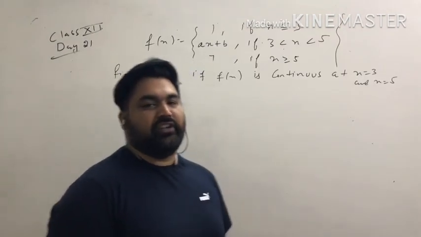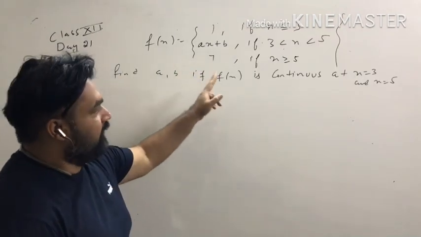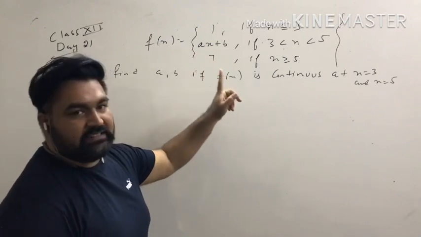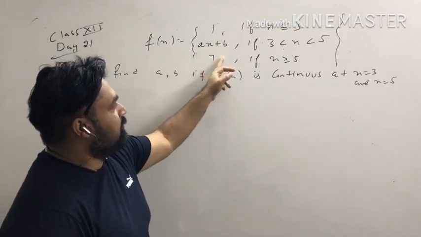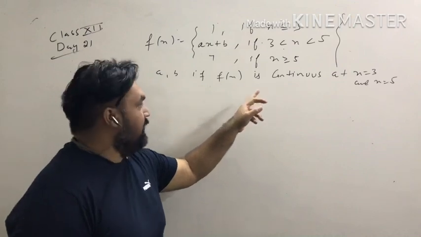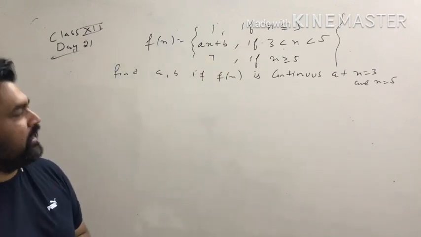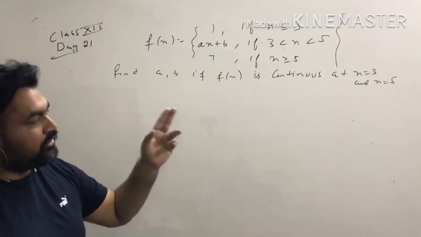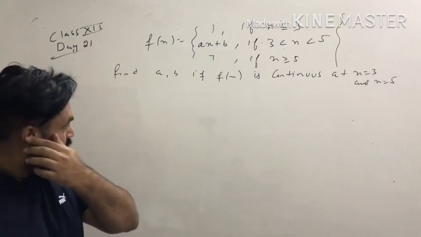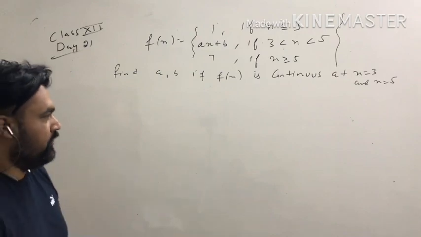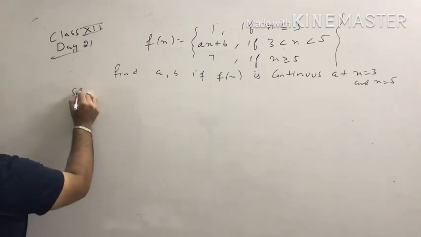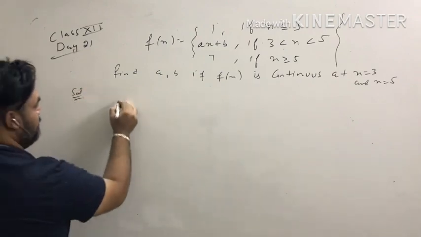The very last question is, f(x) is given: 1, if x is less than or equal to 3; ax plus b, if x is greater than 3 and less than 5; 7 if x is greater than or equal to 5. We have to find the value of a and b if f(x) is continuous at x equals to 3 and 5. Now there are 2 points of continuity. First of all, we will discuss the continuity at x equals to 3.